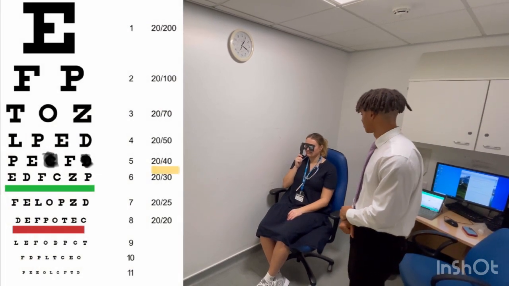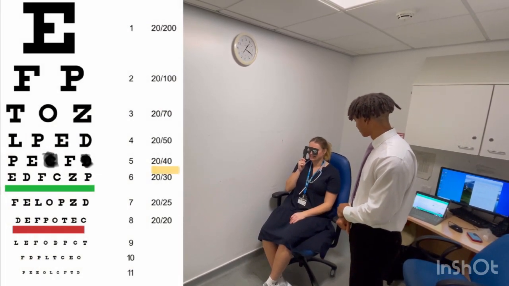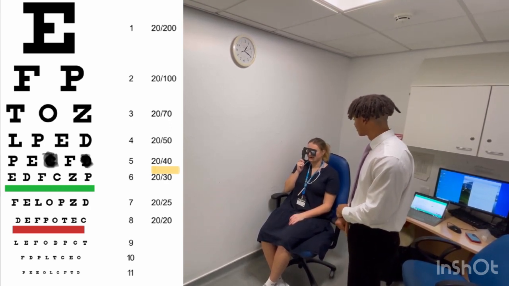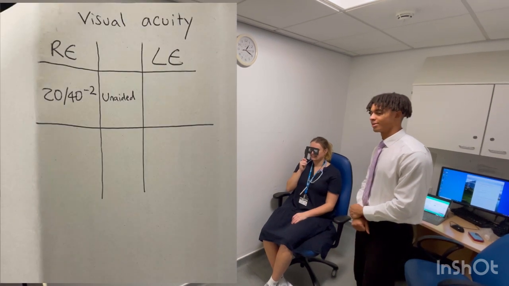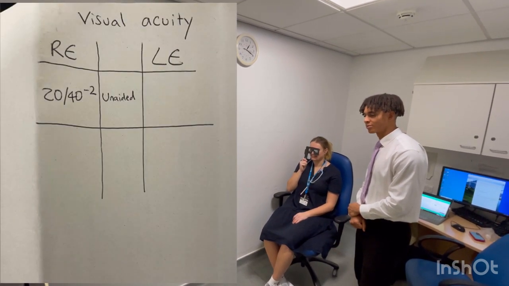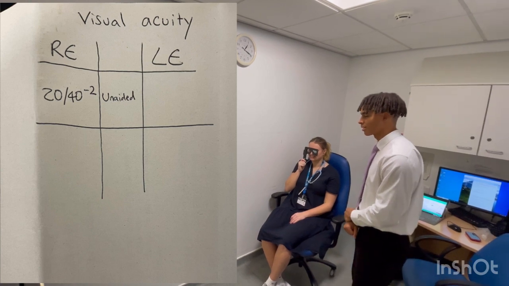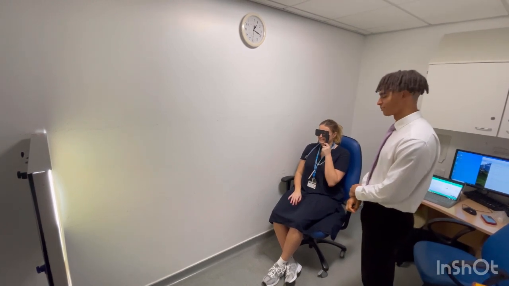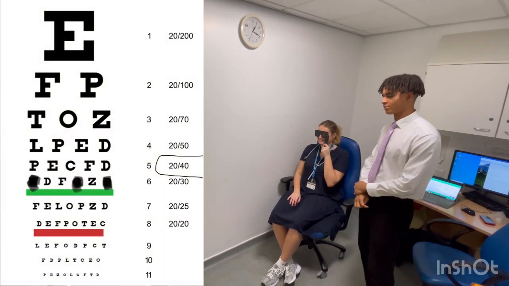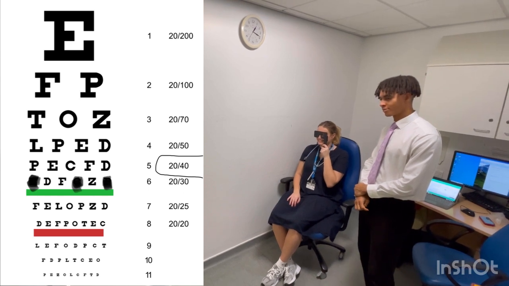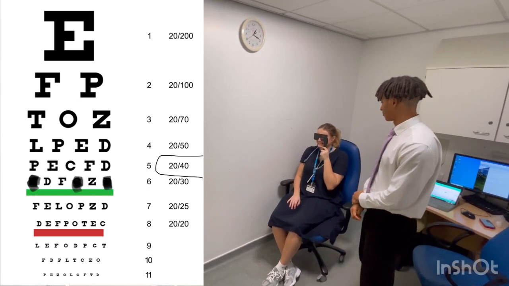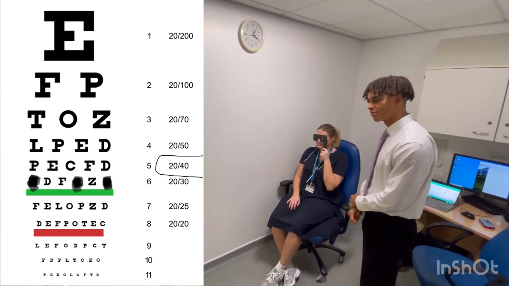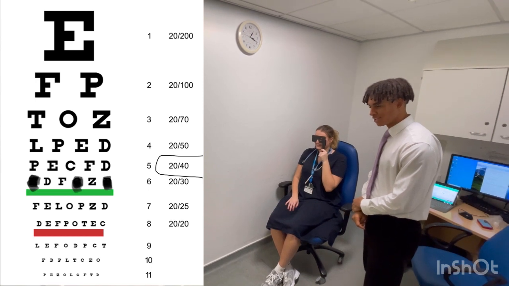Now let's say a patient reads down to the 20/40 line, but doesn't get 2 of the letters right. Their visual acuity would be 20/40 minus 2. But anything above 2 letters wrong on one line means that their visual acuity is that of the line above. For example, let's say they're reading from the 20/30 line and they get 3 letters wrong. That means their visual acuity is 20/40, which is the line above. The key thing to remember here is you're allowed 2 mistakes. Anything more than 2 means your visual acuity is the line above.